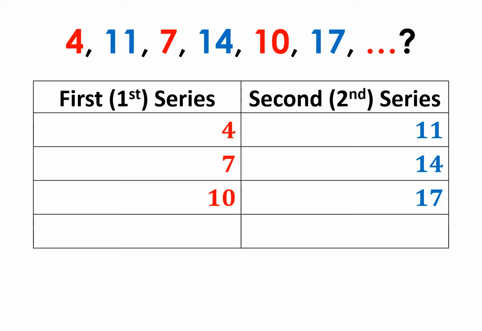In this video we are going to solve number series and will find the next number in this series. Given numbers are combination of two series as highlighted by red and blue colors. So, first series is 4, 7 and 10. The second series is 11, 14 and 17.